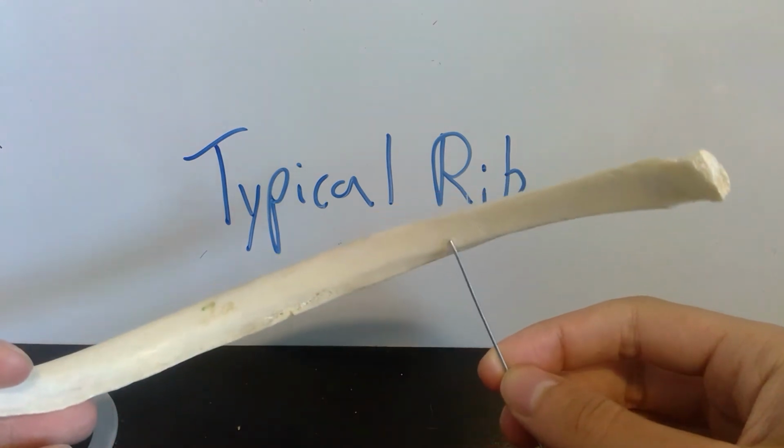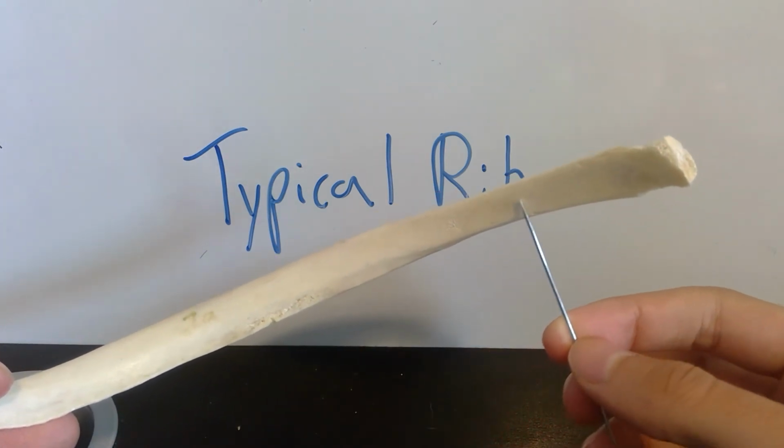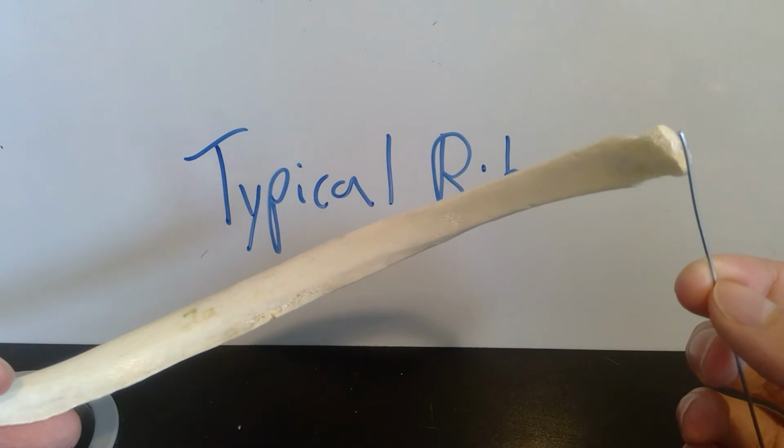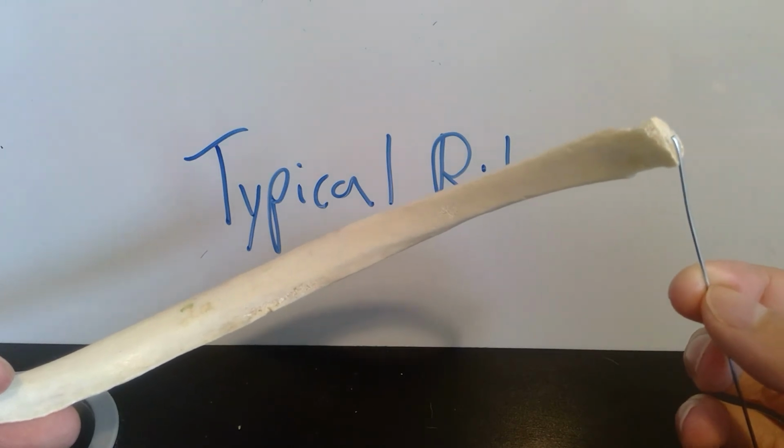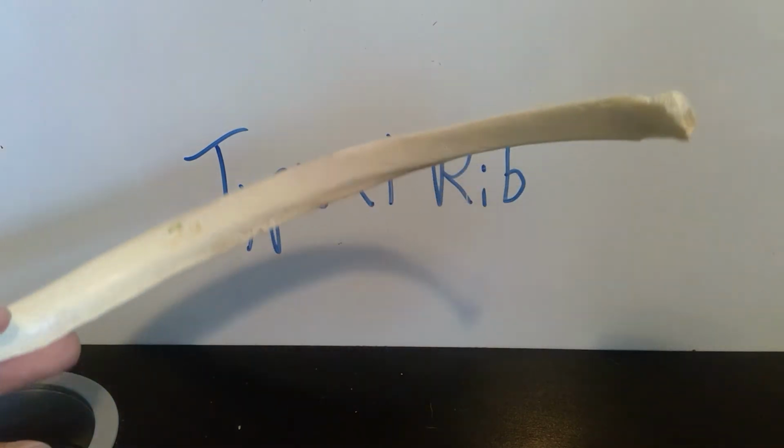As we continue to move anteriorly, we get to the shaft of the rib. And then, like I just said, we get to the end, the anterior end, which will articulate with the sternum. That's it.